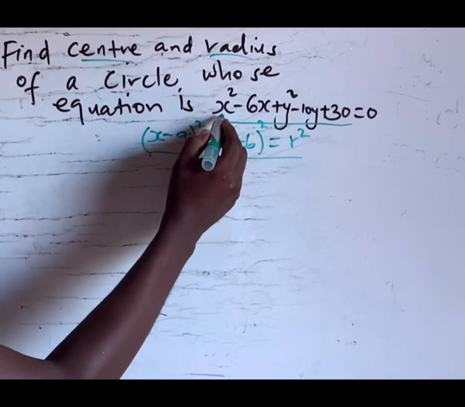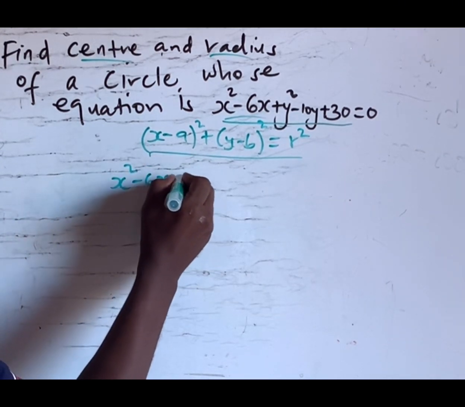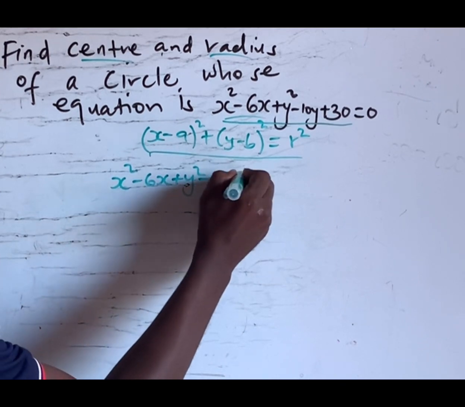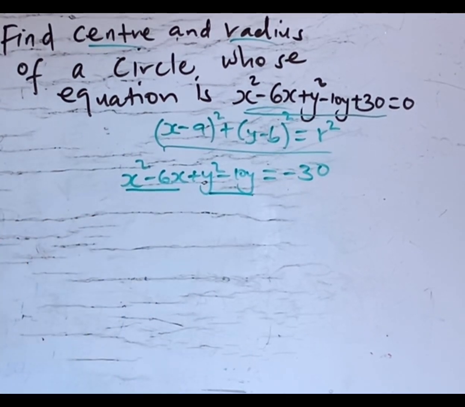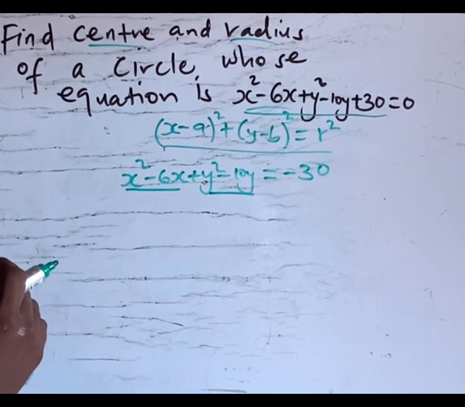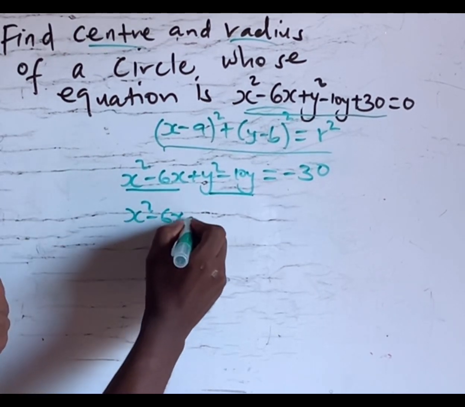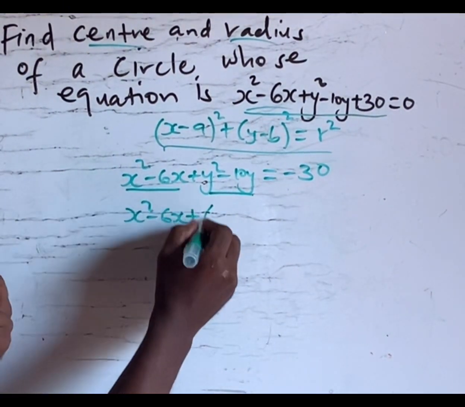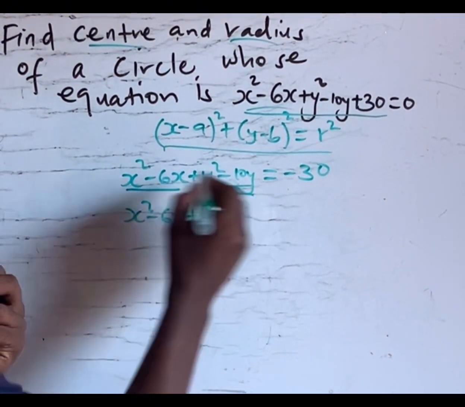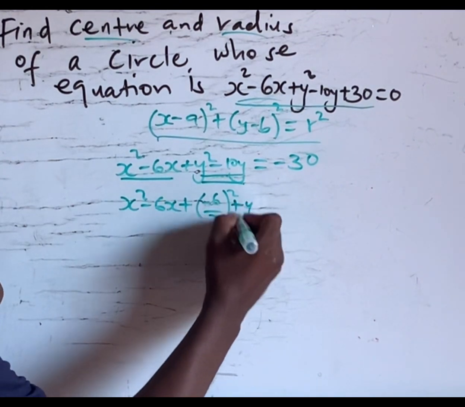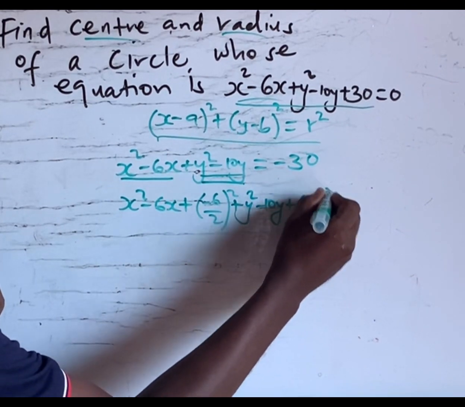Now we need to rewrite this equation: x^2 - 6x + y^2 - 10y, but we take 30 to the other side. We have two portions of quadratic expressions which are incomplete. So we complete the square, and this is how we do it. This will be x^2 - 6x. To complete this, we add the coefficient of x divided by 2 and then squared. And we also do the same to this one. Now this one will also be y^2 - 10y + (-10/2)^2.